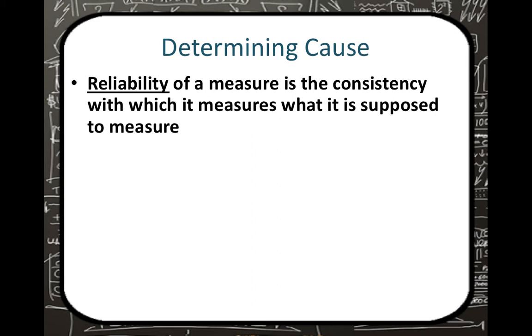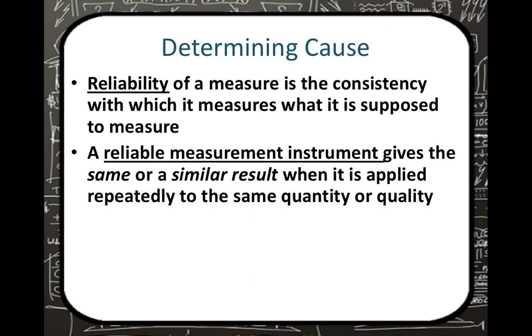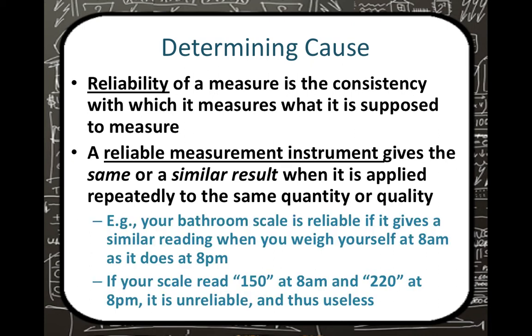So again, we can talk about the validity and reliability of some sort of measuring tool, like a survey or a test. So if it's valid, we're really measuring what we think we are. If it's reliable, that means it gives us consistent results. We expect similar results over and over whenever we use it. So a reliable measurement instrument gives the same or similar results when it's applied repeatedly to the same quantity or quality.